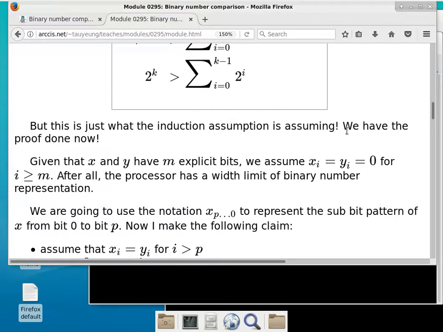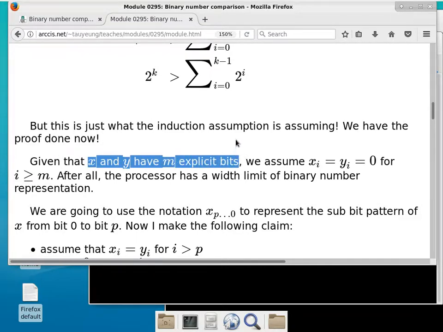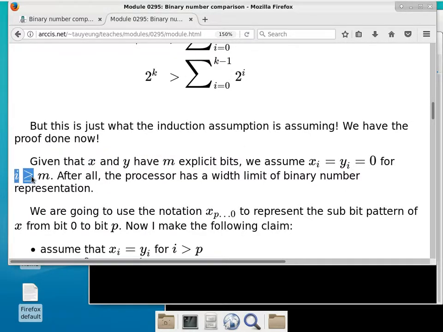All right, so we have proven this little theorem, a small theorem, also called a corollary. So now we want to move on. Given that x and y have m explicit bits, because there are always an infinite number of implicit bits on the left-hand side, which are all zeros, we assume x_i equals y_i equals 0 for i greater than or equal to m. In other words, we are looking at a number that only has explicit bits to represent bit 0 all the way up to bit m minus 1. All the other more significant bits are assumed 0.